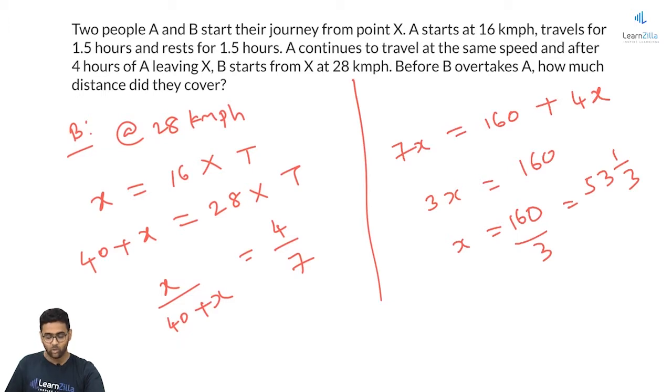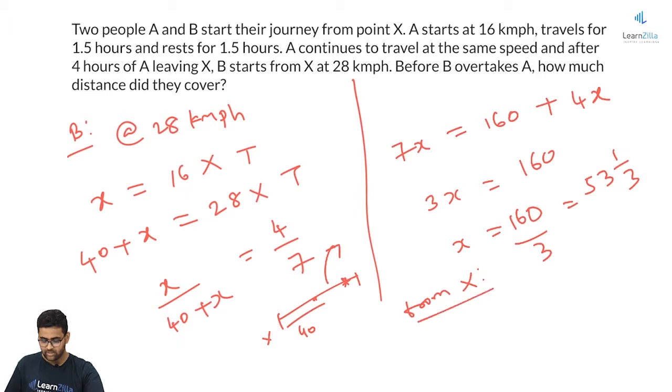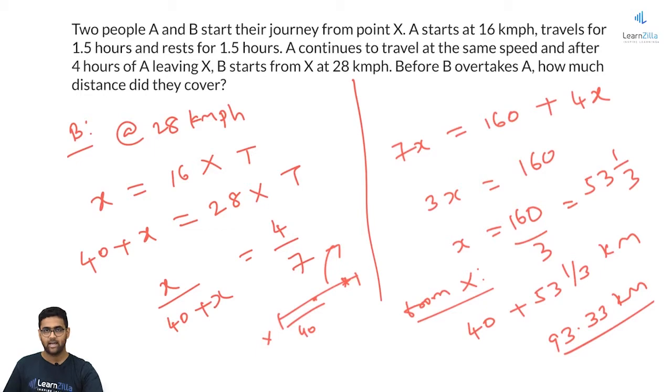Okay. So we know that this is the starting point X and they are meeting somewhere here, and this is a point 40 kilometers and this distance is 53 1/3. So from X, where do they meet? They meet at a point 40 plus 53 1/3 kilometers away, which is 93.33 kilometers. So from X at a distance of 93.33 kilometers, these two guys meet. Okay.